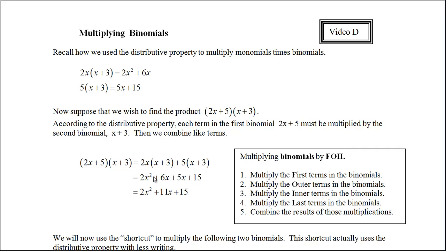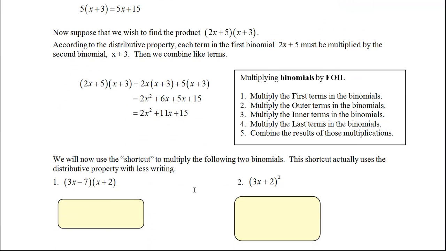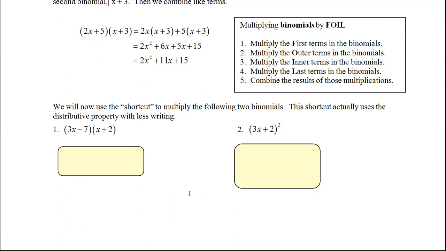And then it would look like this second step here, and we wouldn't be wasting time in a way doing this piece. Then you combine the results of those multiplications. And normally the outer and inner parts you can combine, especially if you have a binomial times a binomial. Now I've got some problems down here. I'd like you to pause me and go ahead and try number 1, because now we're going to try and use this FOIL shortcut to multiply the following binomials.